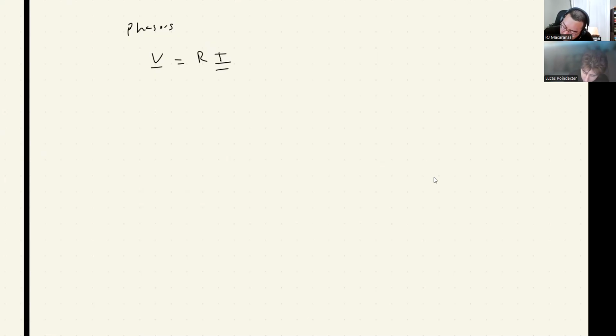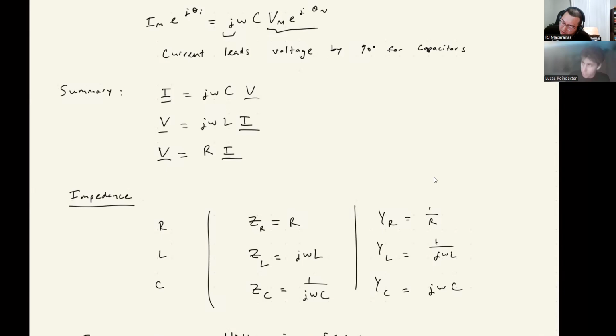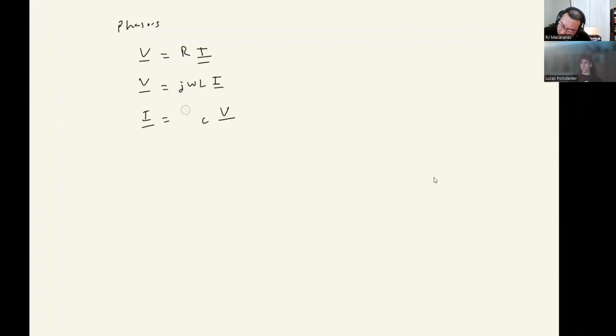Right, so that's for the resistor. For the inductor, we had j omega L times I. And then for the capacitor, oops, we had 1 over j omega C times V. Let me just make sure that's right. So that's more or less what we had. For the capacitor, sorry, this is just j omega C times V.